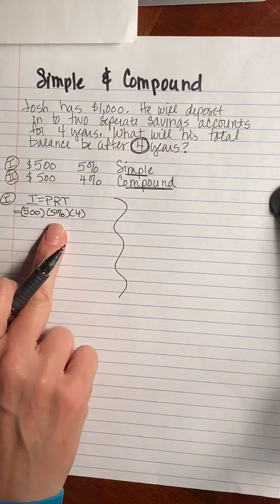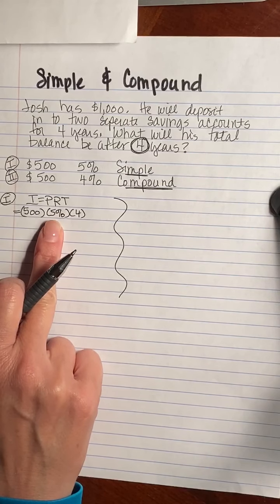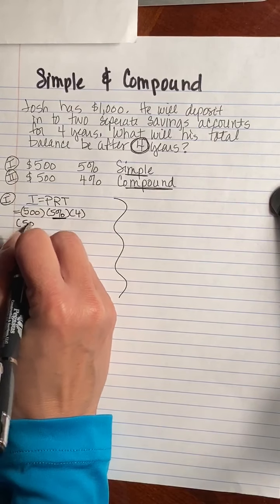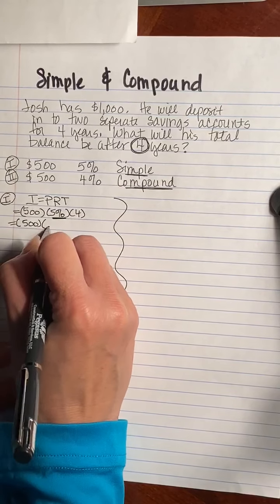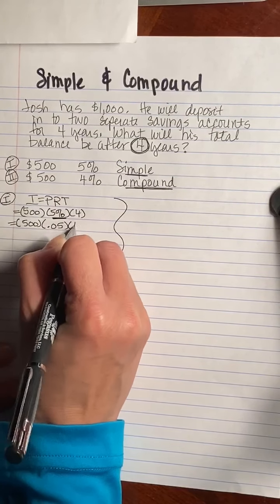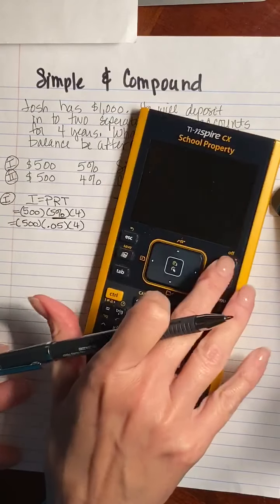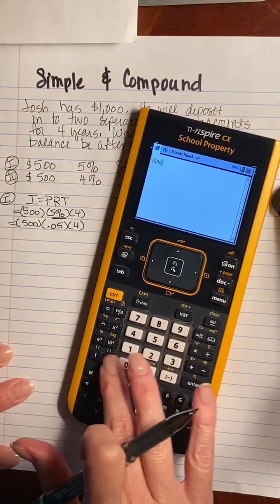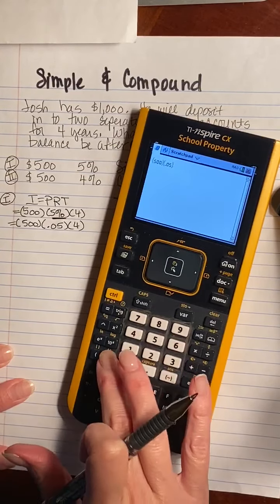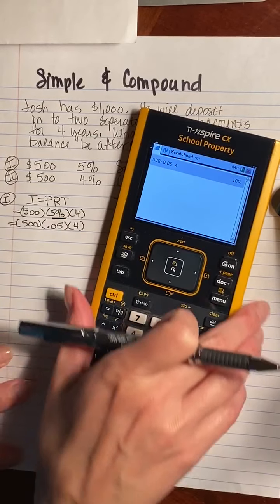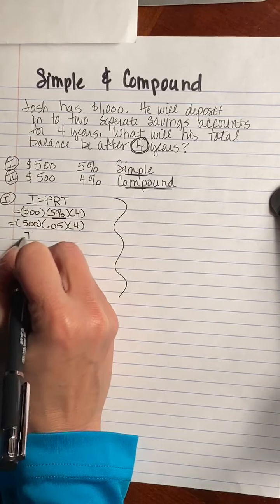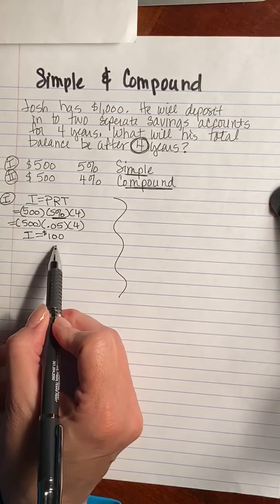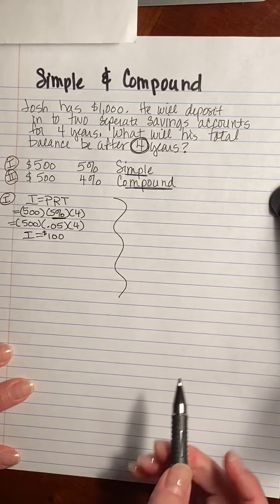Now, some of us have calculators that actually compute the 5%, but some don't. So we need to make sure we move the decimal left. So we have 500 times 0.05 times 4. Simple interest is pretty easy, pretty straightforward. So let's put in 500, 0.05, and 4. And it looks like our interest will be $100. Now remember, this is a savings account, and this is how much money he's earning on $500 after 4 years.